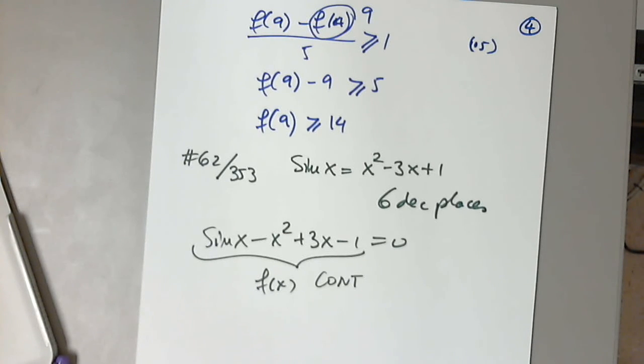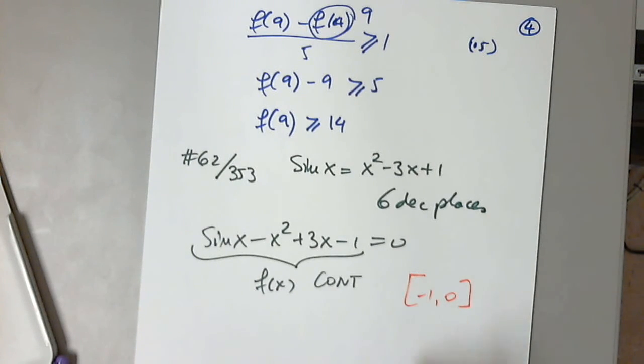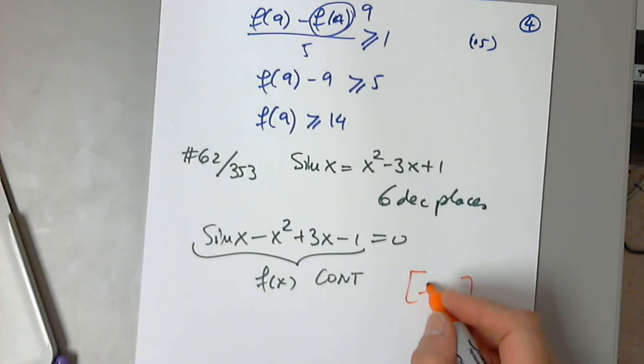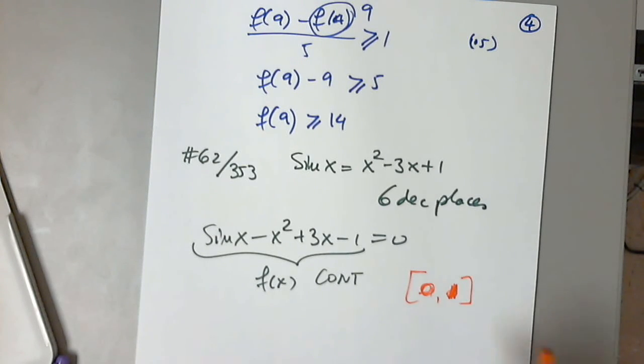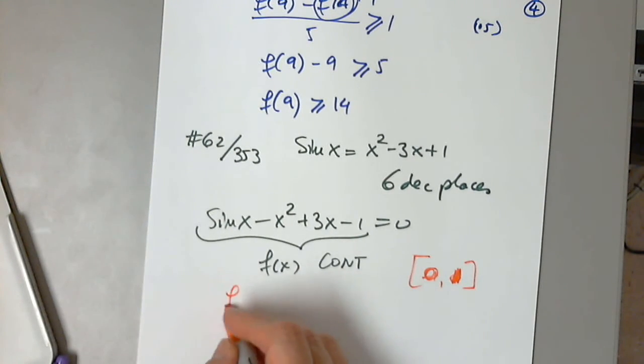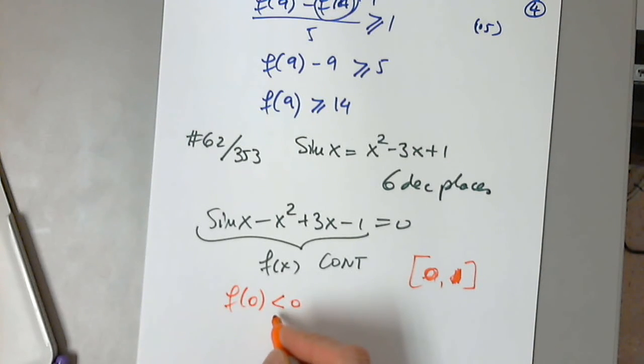Okay, then go to second and table, and punch in, I don't know, 0, 1. Good enough. I don't care for anything else. So the interval is 0, 1, because at f of 0 the function is negative, and at f of 1 the function is positive.